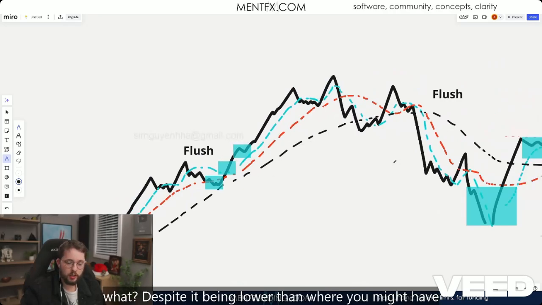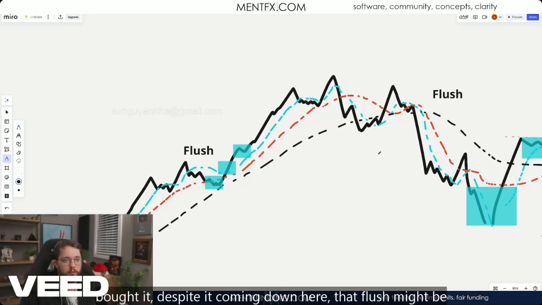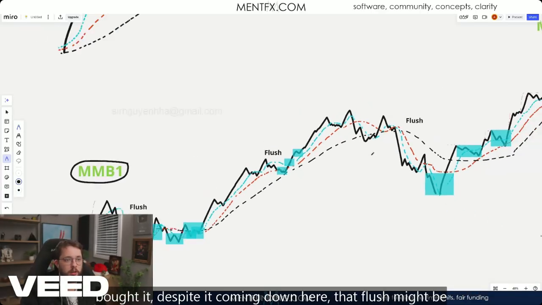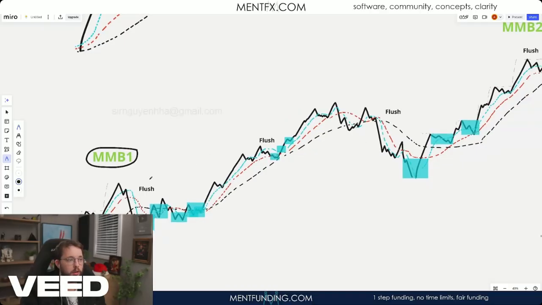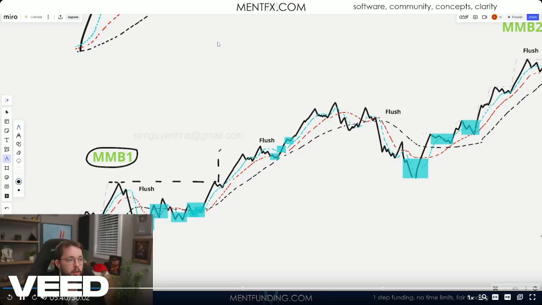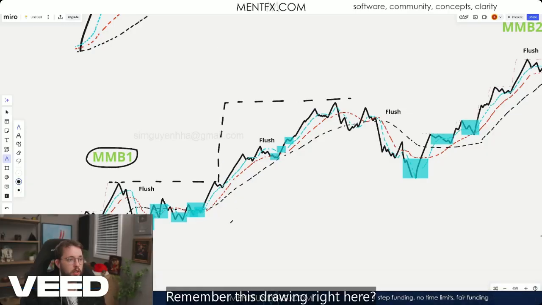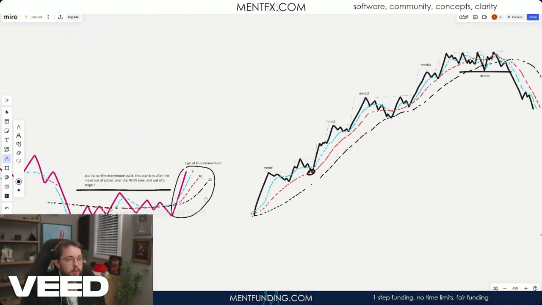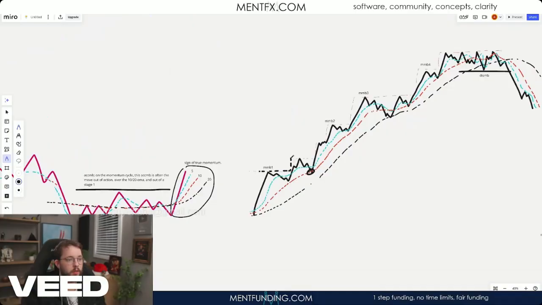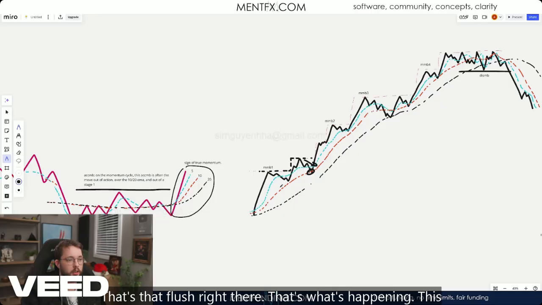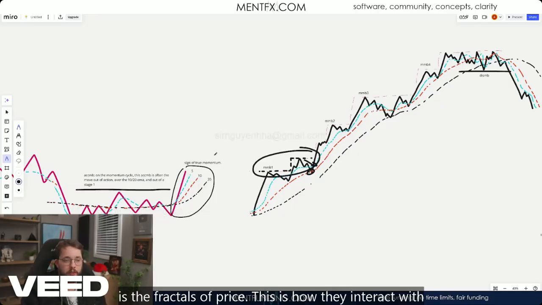But guess what? Despite it being lower than where you might have bought it, despite it coming down here, that flush might be nothing more. Remember this drawing right here? That's that flush right there. That's what's happening. This is the fractals of price. This is how they interact with each other.